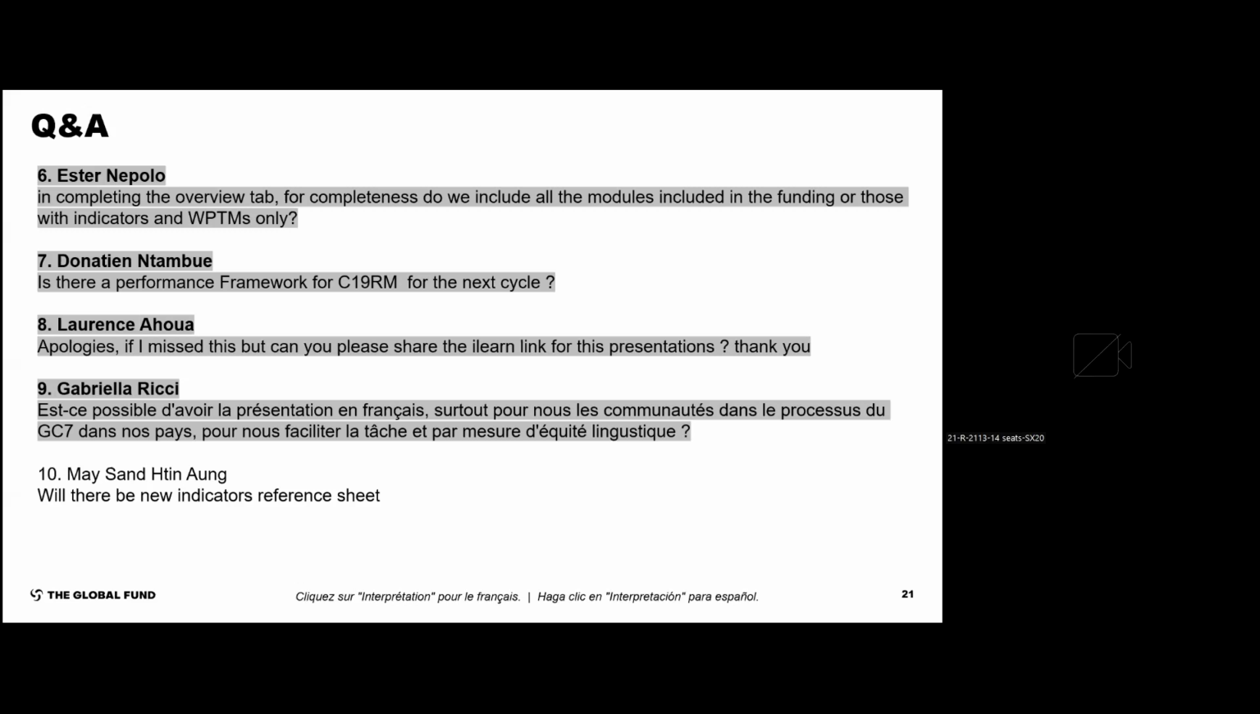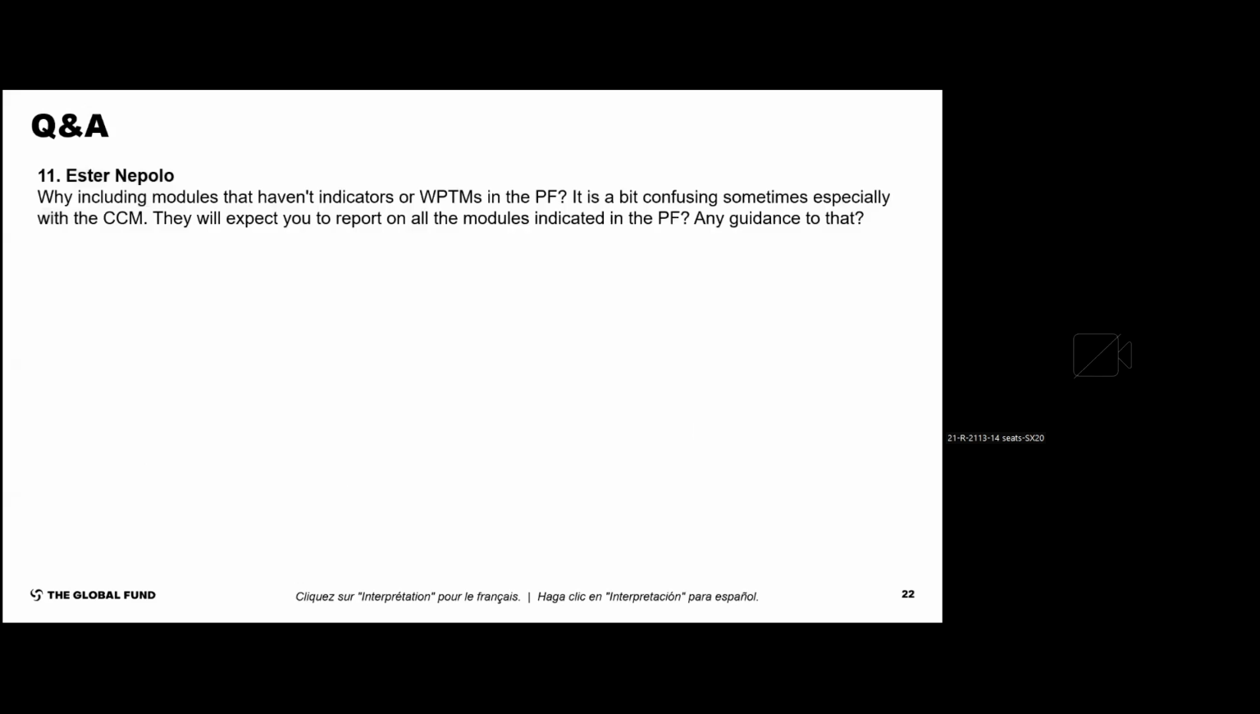Thank you. We have one more question that's come in, which I can read before we get it onto the slide. From Esther: Why include modules that don't have indicators or WPTMs in the PF? Is it a bit confusing sometimes, especially with the CCM? They will expect you to report on all the modules indicated in the PF. Any guidance on this?